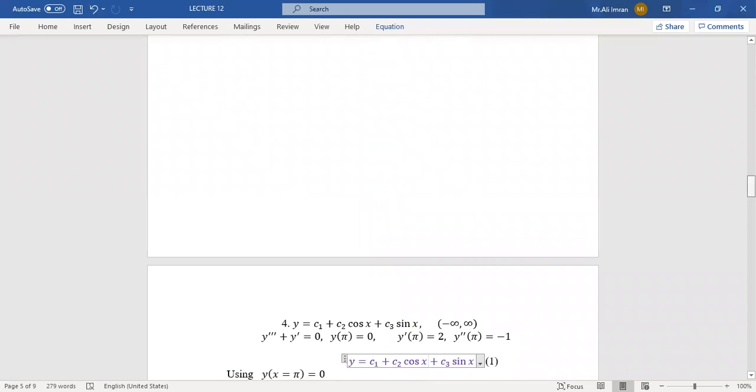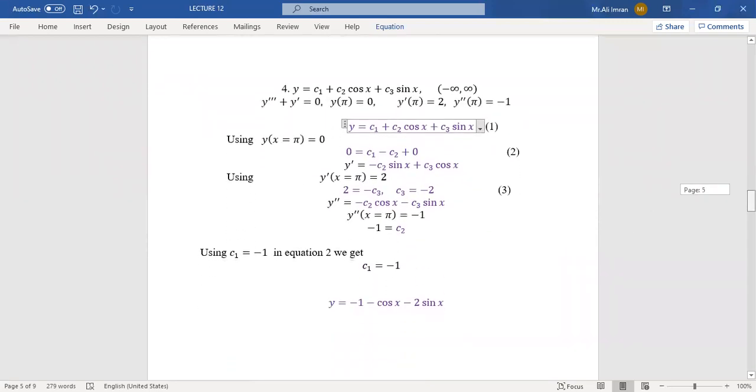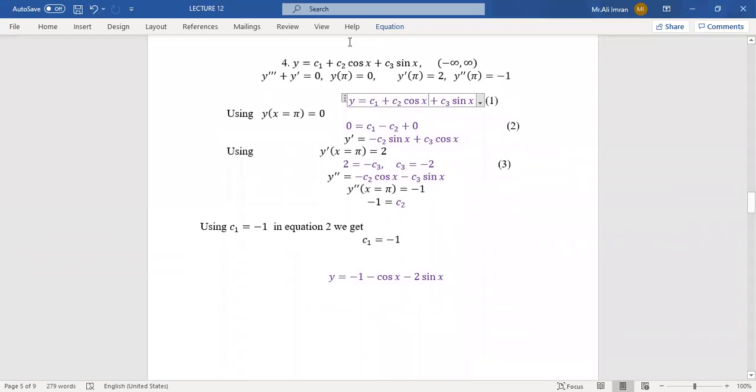Now let's proceed toward question number 4. A similar method will be adopted. Question number 4: y is equal to c1 plus c2 cos of x plus c3 sin of x. This is the solution of the third order differential equation which is given: y triple prime plus y prime is equal to 0, with conditions y of pi is equal to 0, y prime at pi is equal to 2, and y double prime at pi is equal to minus 1.